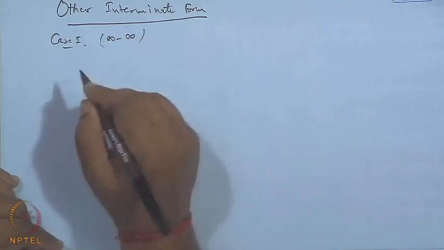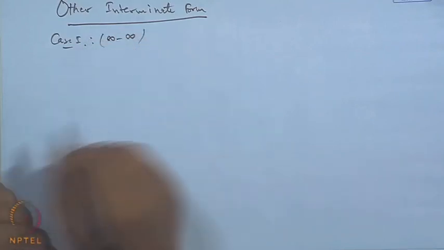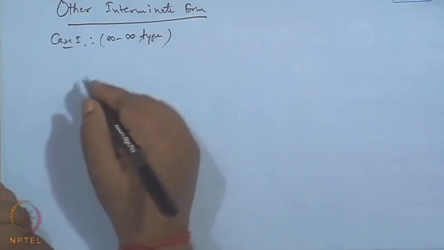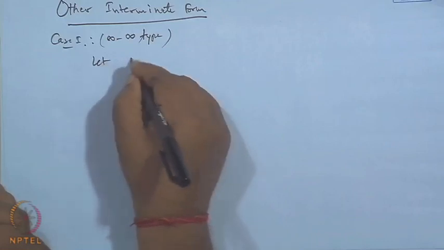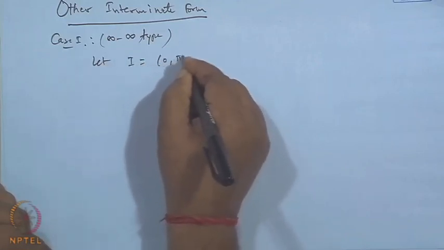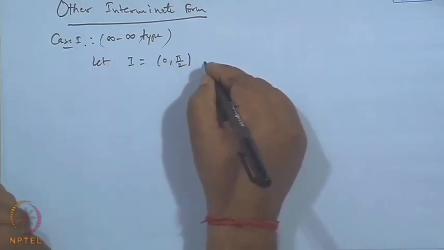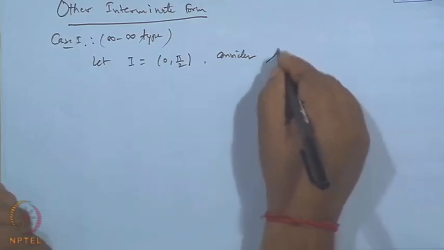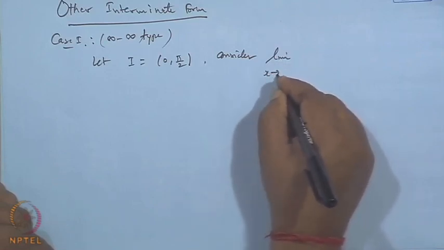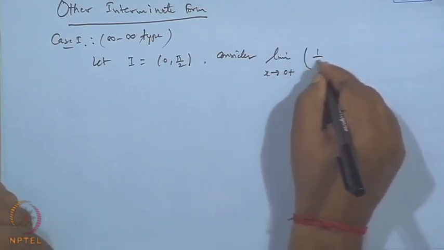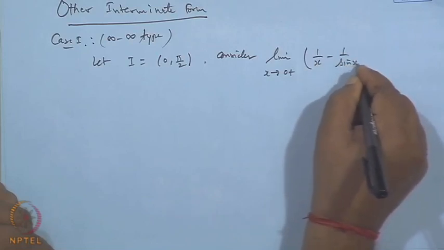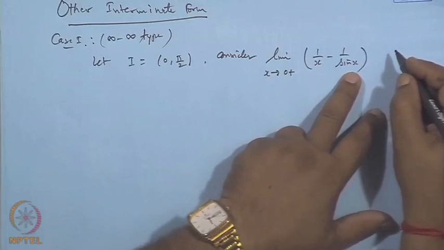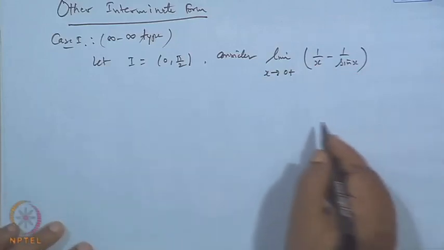I will give an example of the infinity minus infinity type. Say, for example, let I be the interval (0, pi/2) and consider the limit as x tends to 0 plus of 1 by x minus 1 by sin x. When x tends to 0, it is of the form infinity minus infinity. So how do we find the value?